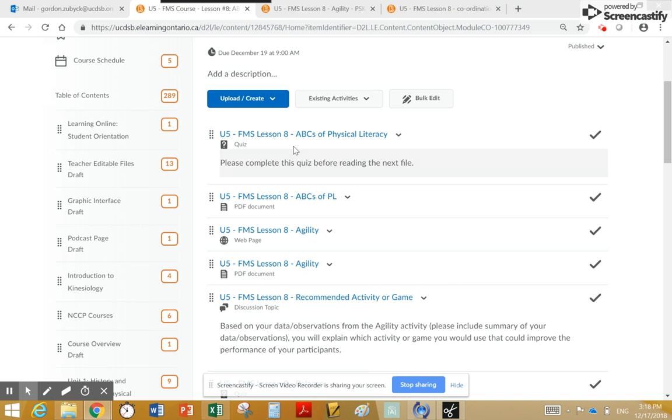So you'll start off here with a quick quiz on the ABCs of physical literacy. That's basically a matching activity. And then this just goes over the ABCs and what they are, so it'll confirm what you did in the quiz up here. Then it jumps into agility.